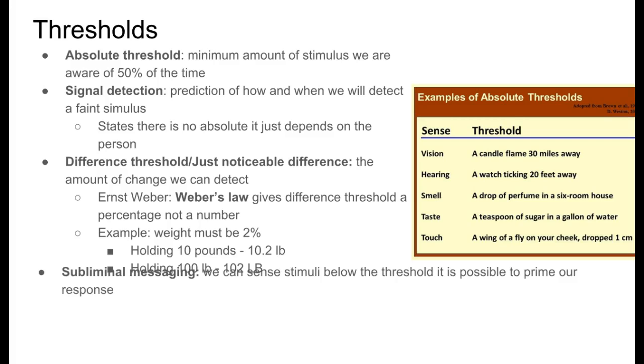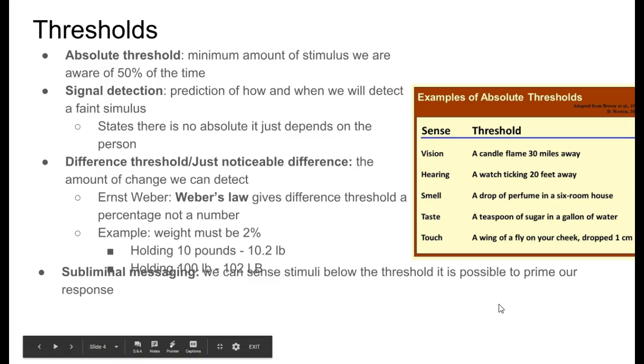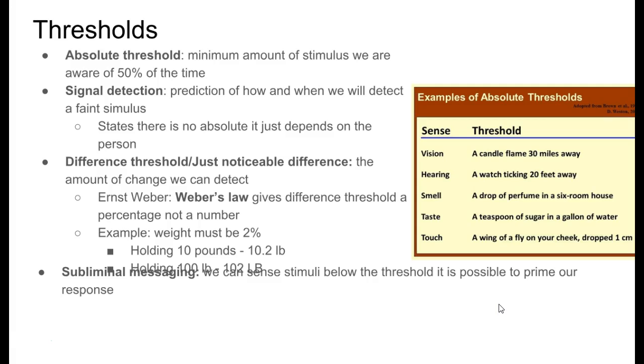Oops, sorry, subliminal messaging kind of got covered over here. Subliminal messaging is when we sense stimuli below the threshold; it is possible to prime our response. So you know how we said we only notice things 50% of the time? That other 50% of the time, it's still there, we just may not realize it. That would be considered subliminal, right? We're still sensing it, we just don't know we're sensing it. Now, that's not really going to change much for you most of the time, but what they did notice is it may prime your response. So it may kind of set you up a little bit, but it's not going to be enough to really change who you are or what you do.